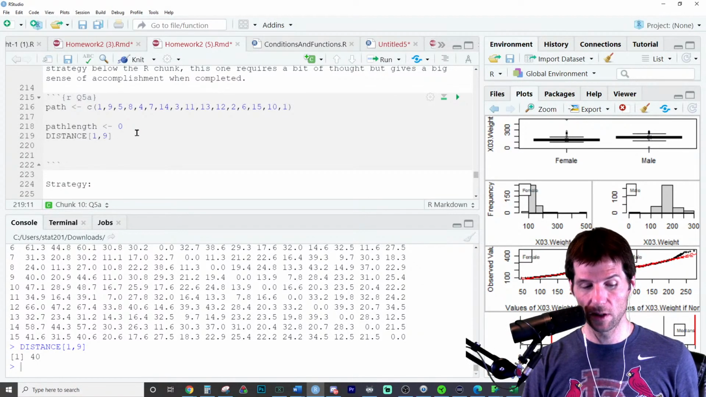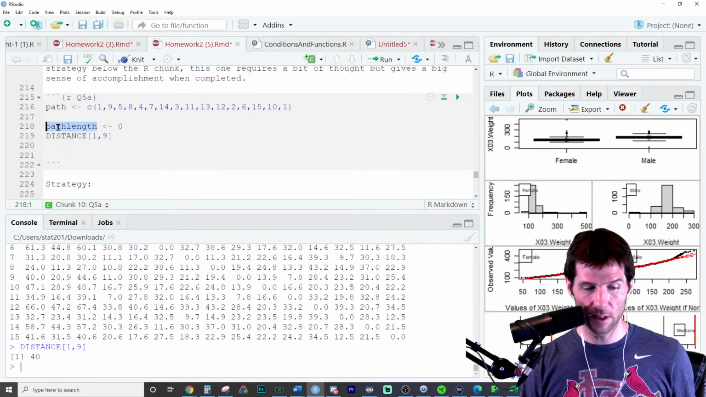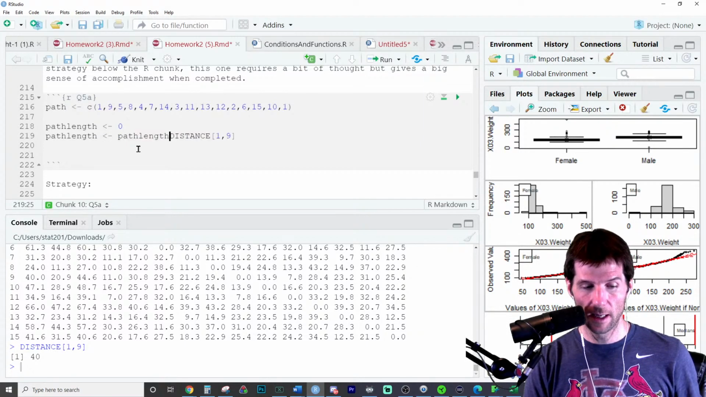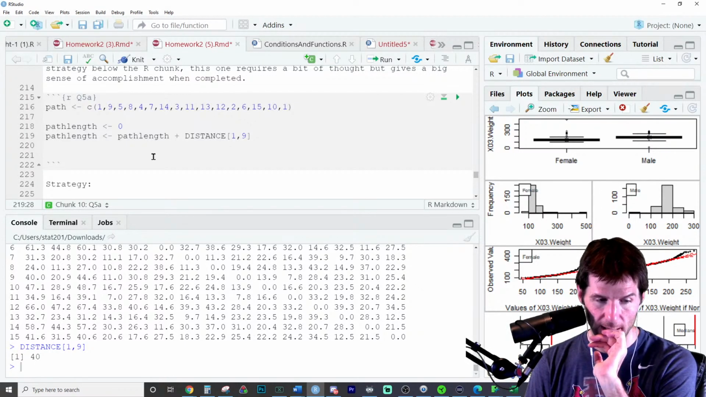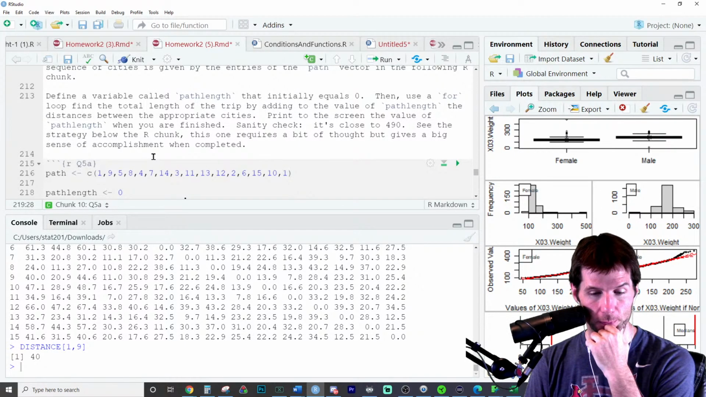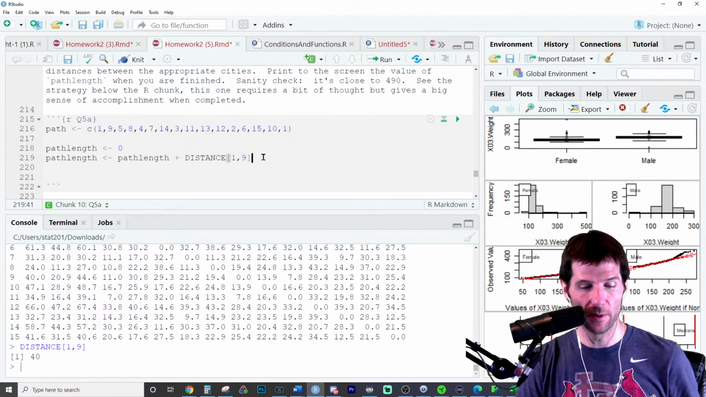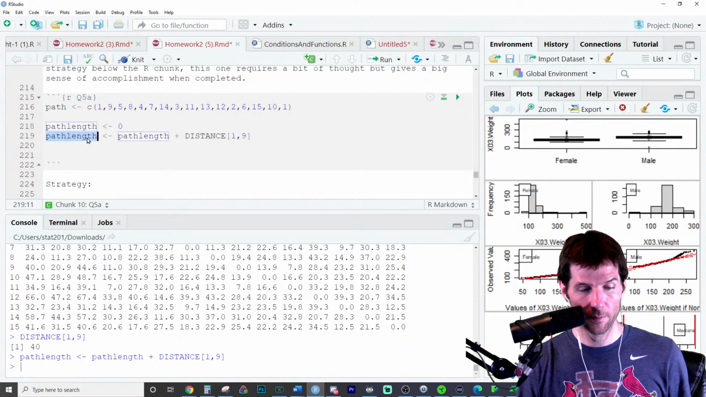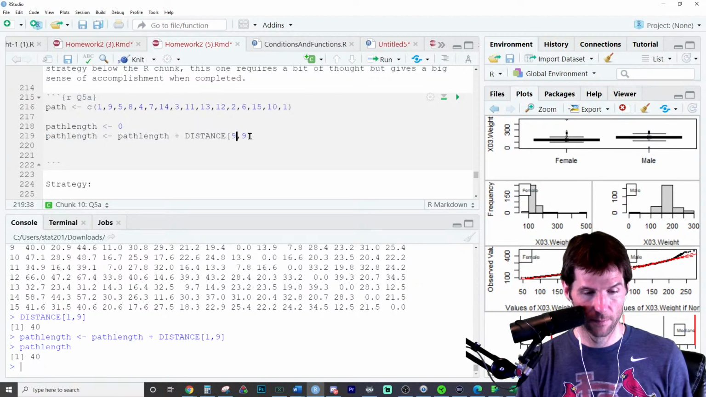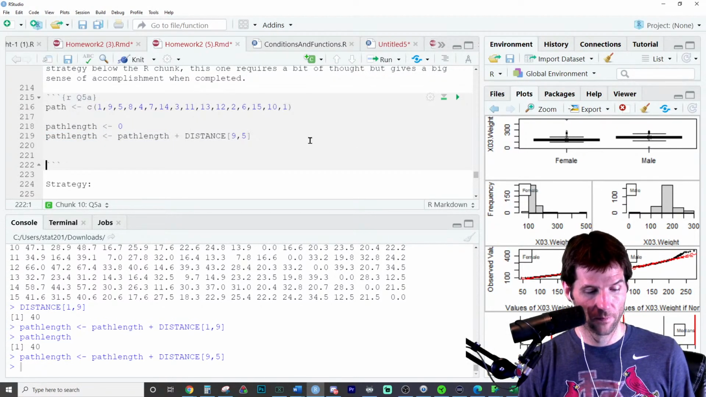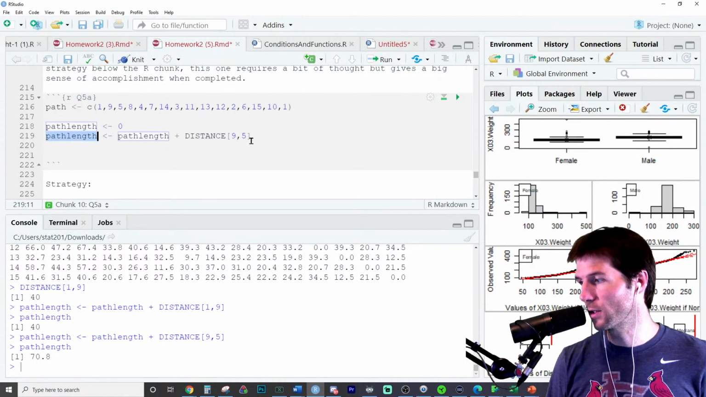So this is the distance right here that they're traveling from 1 to 9. What I want to do is take this path length right here and add to the path length the new value of path length right here. And are we supposed to do a running total? No, we're not. Be nice. But this right here is going to add to it the new path length. And now they go from 9 to 5. And guess what? Every time I do this, it's updating. This is starting to look like the what?